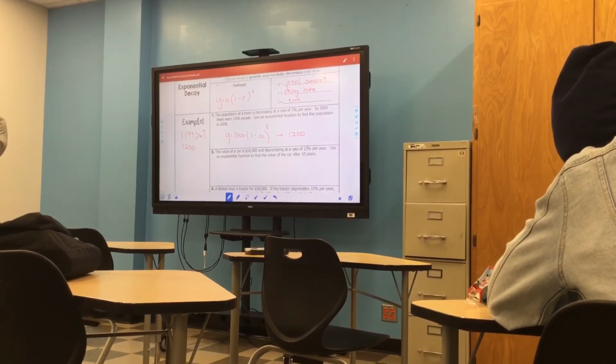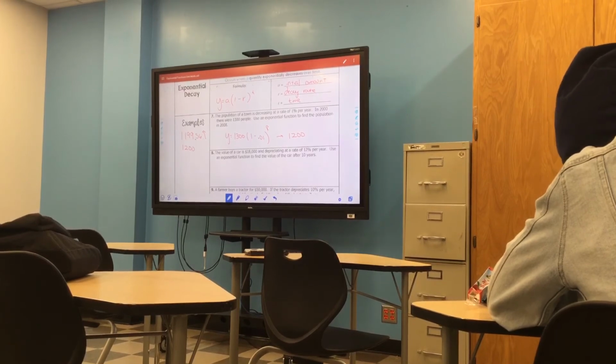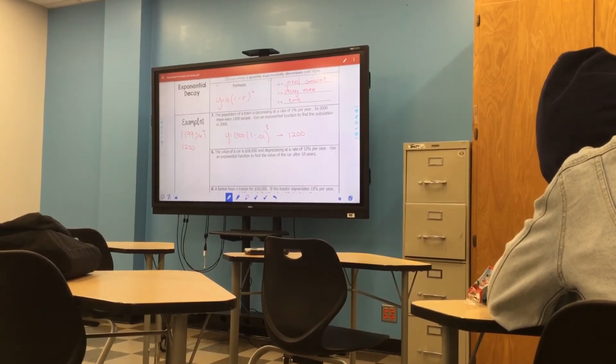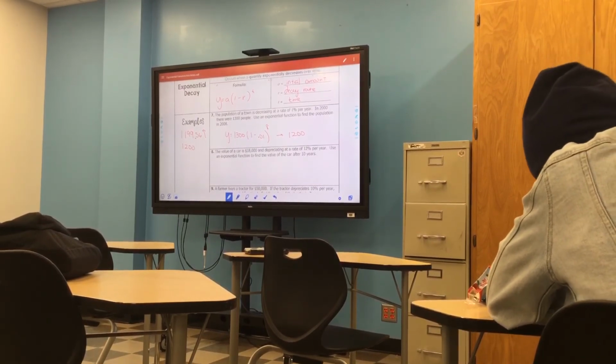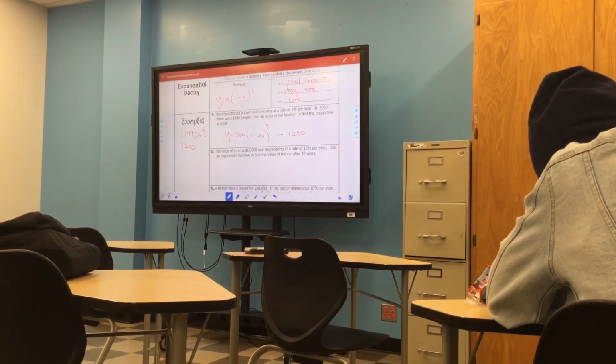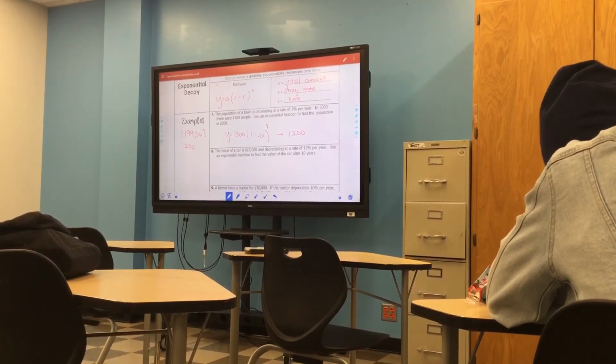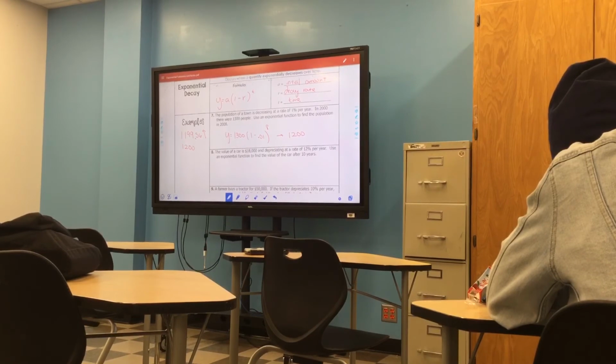All right, number 8, the value of a car is $18,000. Depreciating means what? Decreasing. When do you usually see the word depreciating? When would you hear the word depreciating?